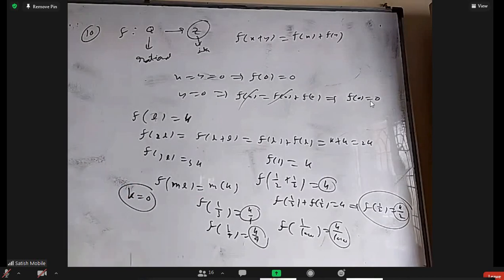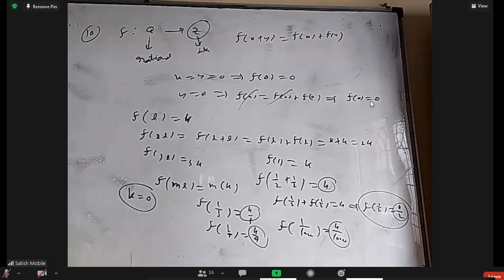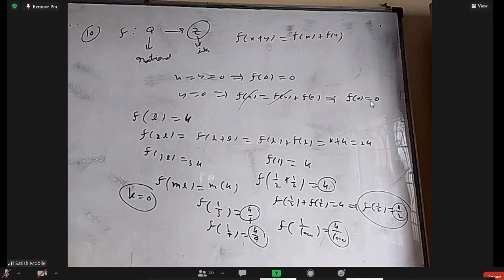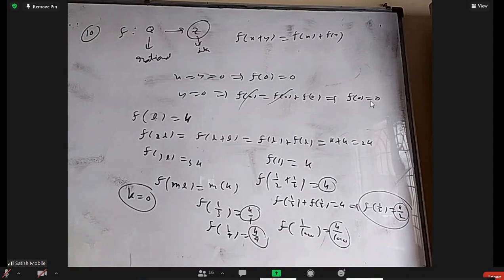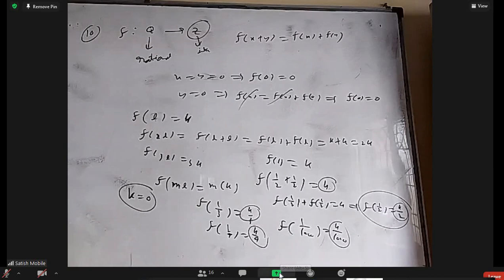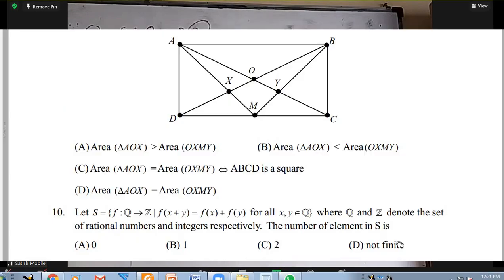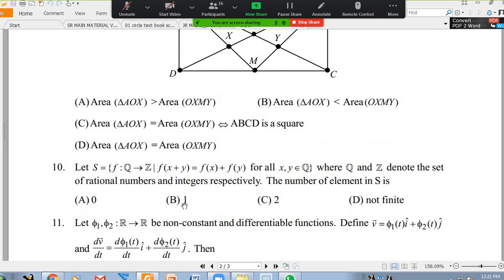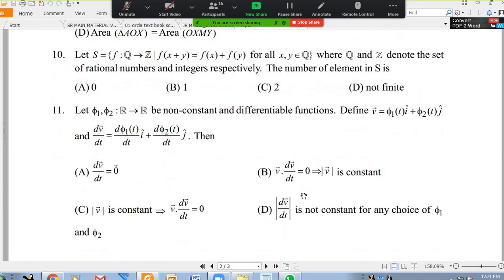Okay. So I can prove f of 1 is 0, similarly f of 1 by 2 is 0, f of anything such, I can prove it is 0. So f of x should be always 0. You can thoroughly write a proper solution with this order. That's it. So the number of such functions is only one, f of x must be always 0.